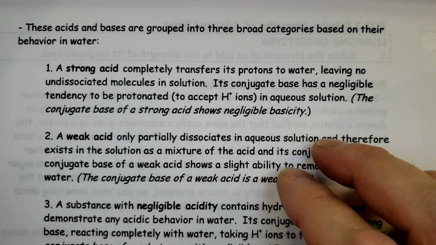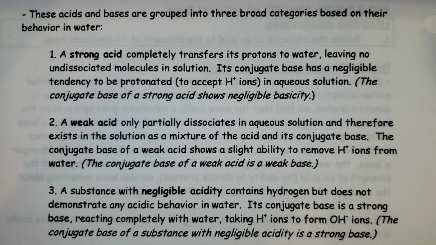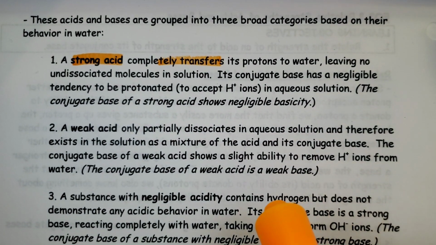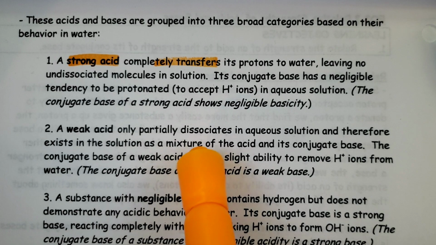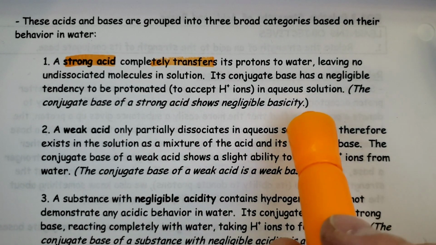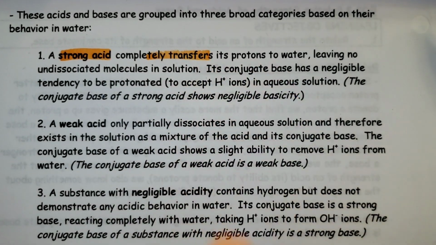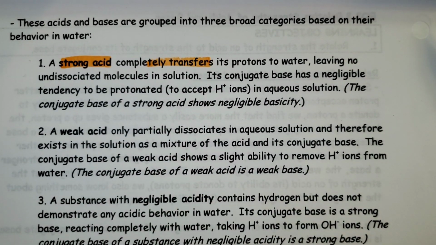These acids and bases are grouped into three broad categories based on their behavior in water. A strong acid, we can think of as completely transferring all of its protons, or H pluses, to water, leaving no undissociated molecules. So 100% giving up its H plus ions. It completely gives up its H pluses, leaving no undissociated parts at all.